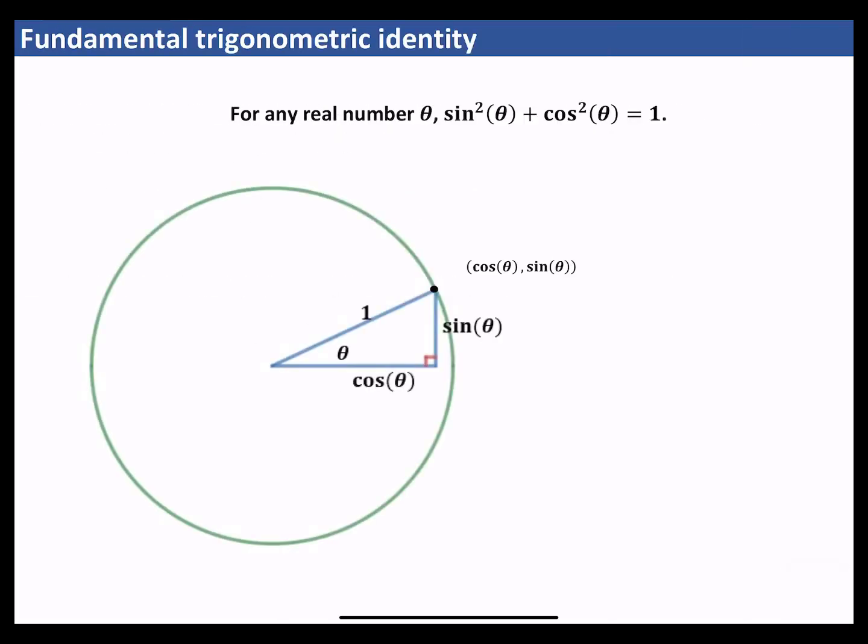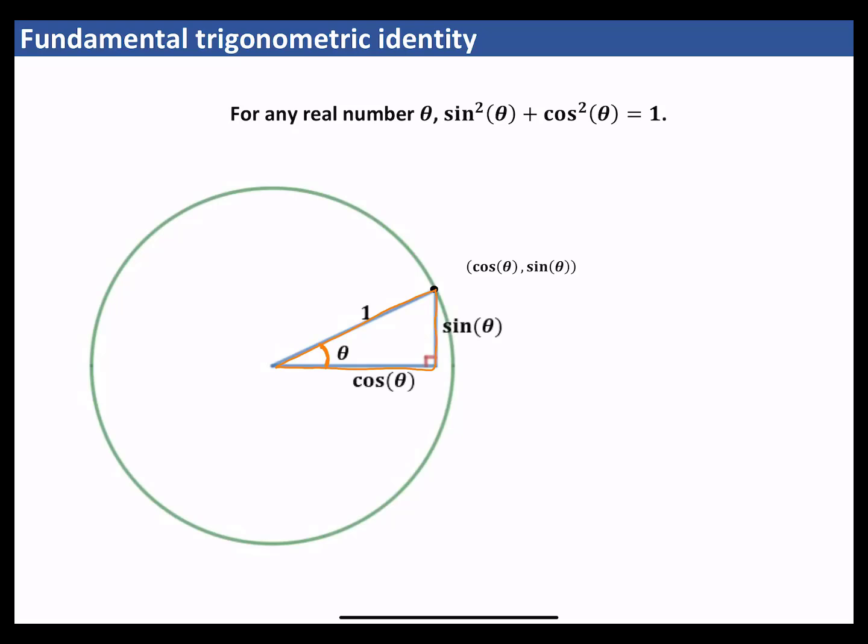The fundamental trigonometric identity states that for any real number theta, sine squared of theta plus cosine squared of theta equals 1. It turns out this is really just a restatement of the Pythagorean theorem. For example, given an angle theta in the unit circle, we can draw a corresponding right triangle, and we know that the adjacent leg is cosine of theta and the opposite leg is sine of theta. And by the Pythagorean theorem, sine squared plus cosine squared would equal 1 squared.